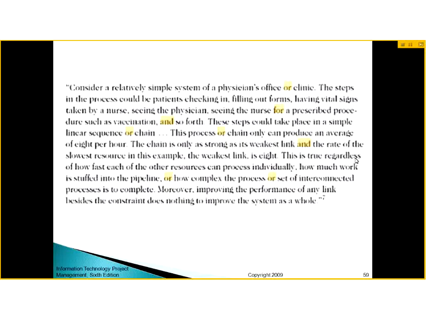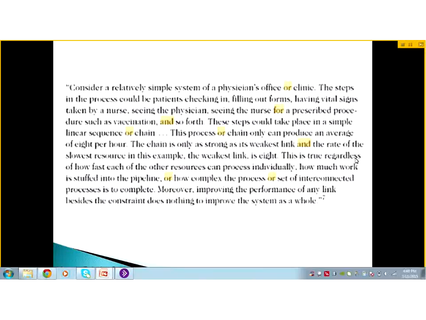The chain is only as strong as its weakest link, and the rate of the slowest resource in the example, the weakest link, is 8. This is true regardless of how fast each of the other resources can process individually, how much work is stuffed into the pipeline, and how complex the process or setup is to complete.